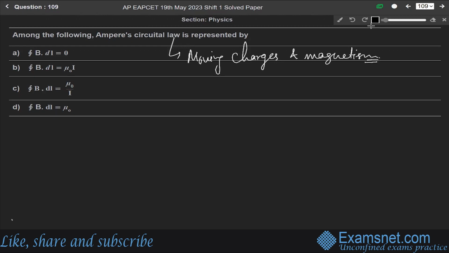This law states that the line integral of the magnetic field surrounding any closed loop, this circle represents the closed loop, is equal to mu naught times the algebraic sum of the current passing through the loop. Means this total current will be equal to the algebraic sum of the current passing through the loop. So it is equal to mu naught times the total current enclosed by the surface.